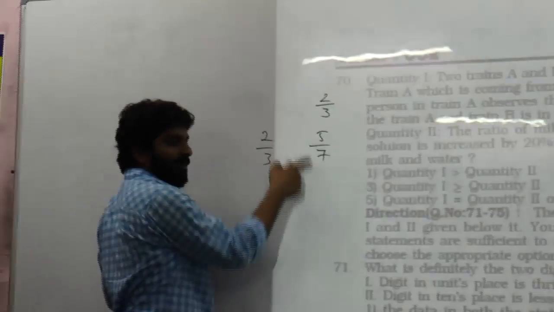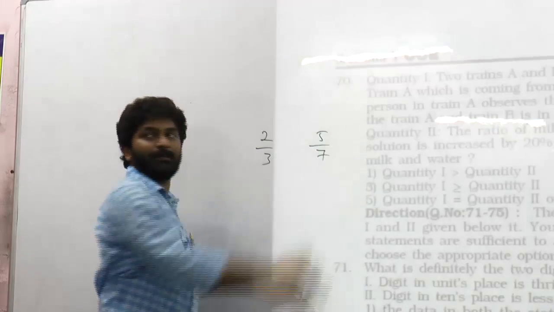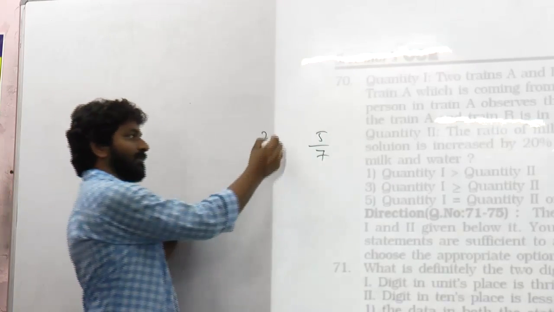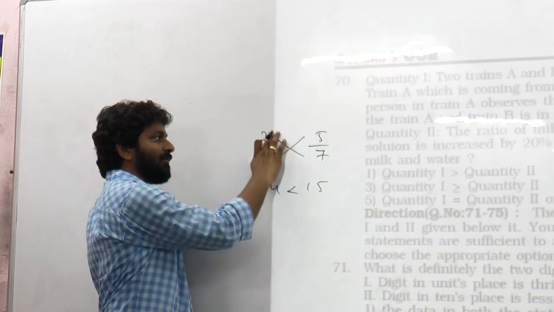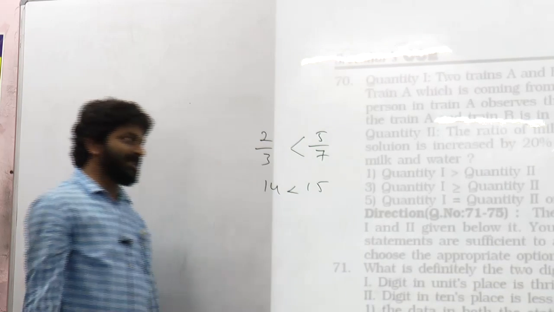Need to compare 2/3 and 5/7. How do we compare two fractions? Cross multiplication. 14, 15. 14 is less than 15. 2 by 3 is less than 5 by 7.